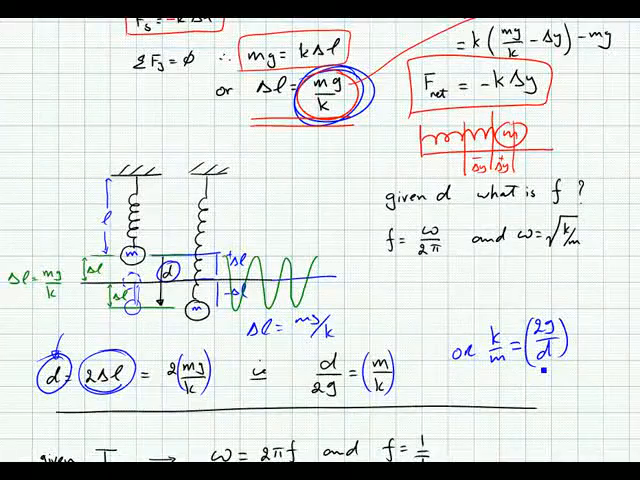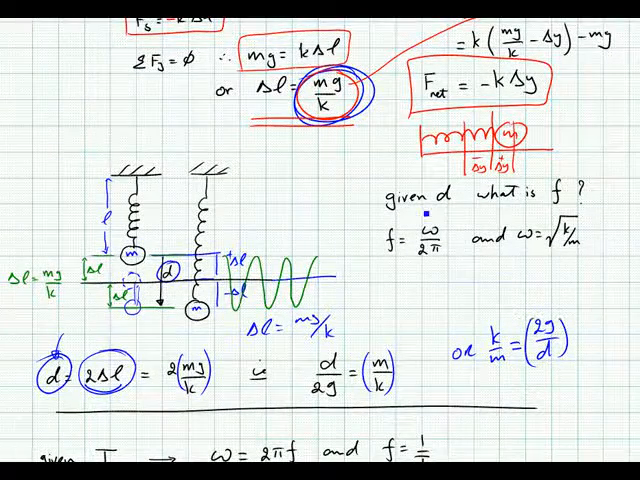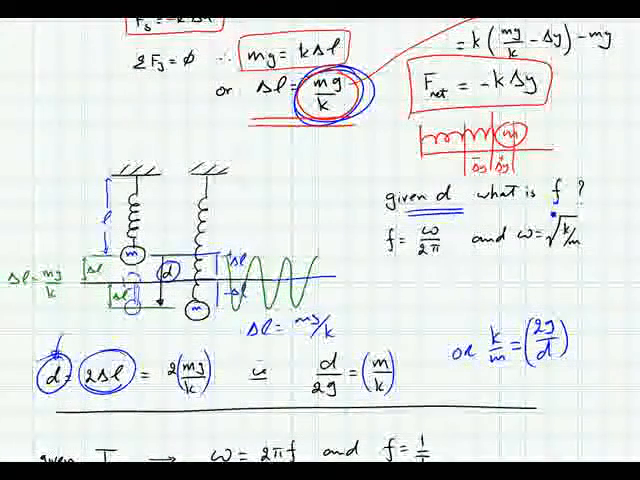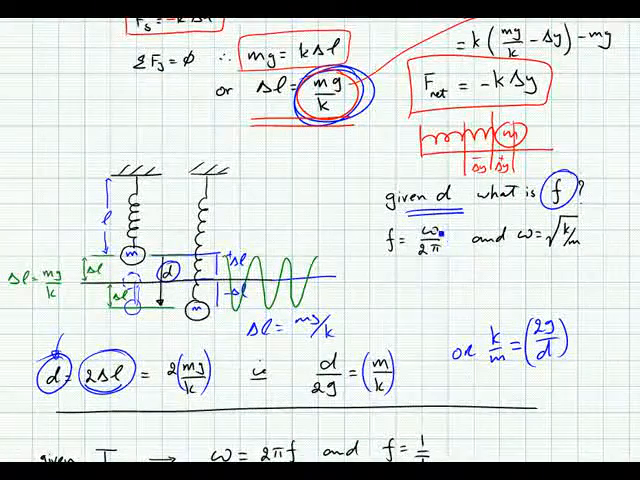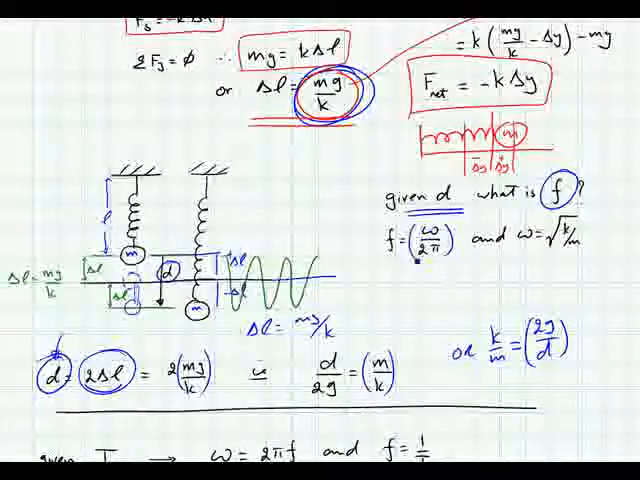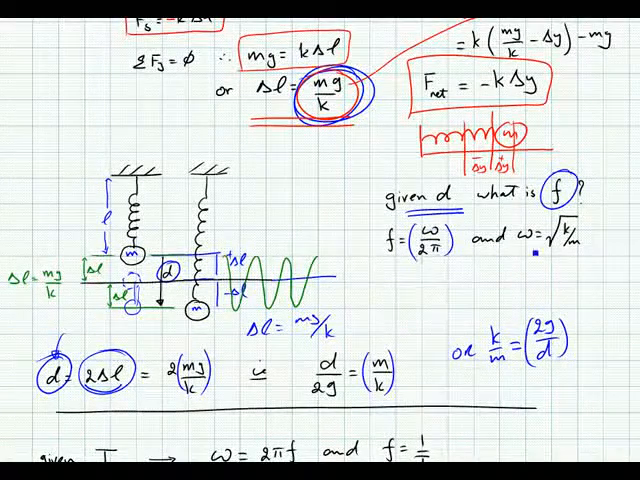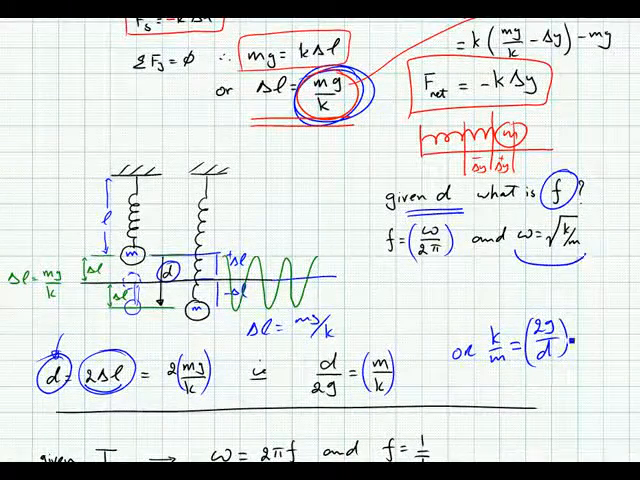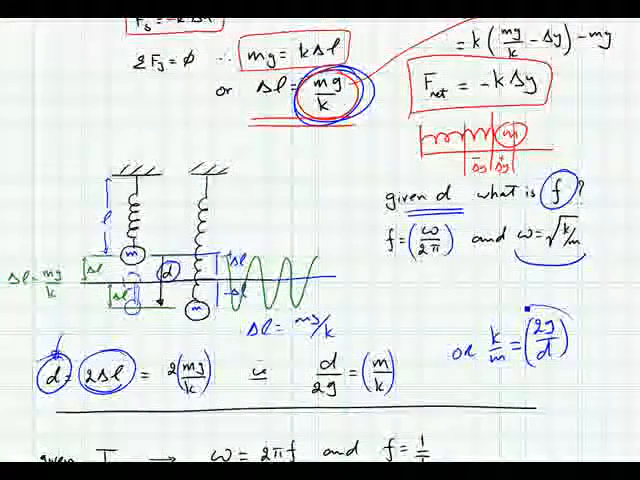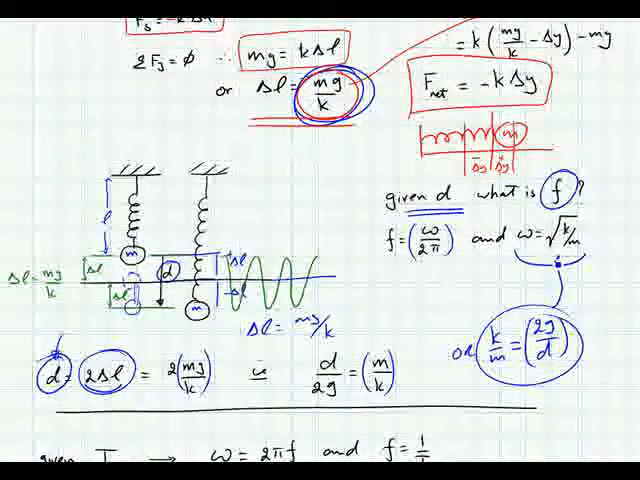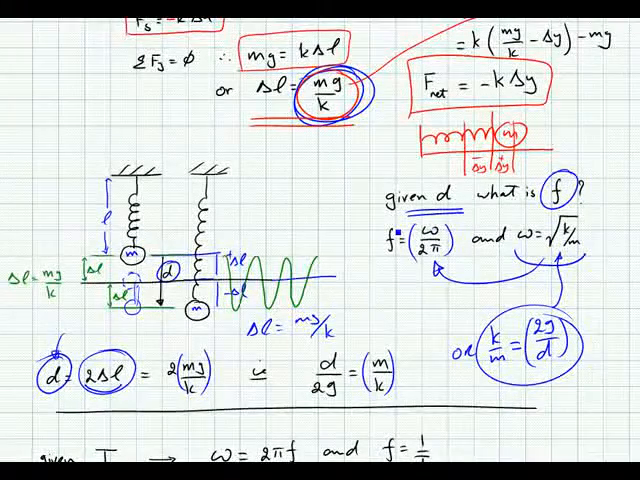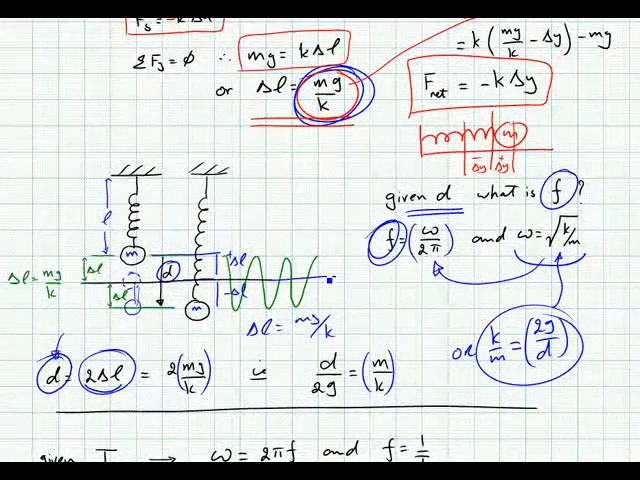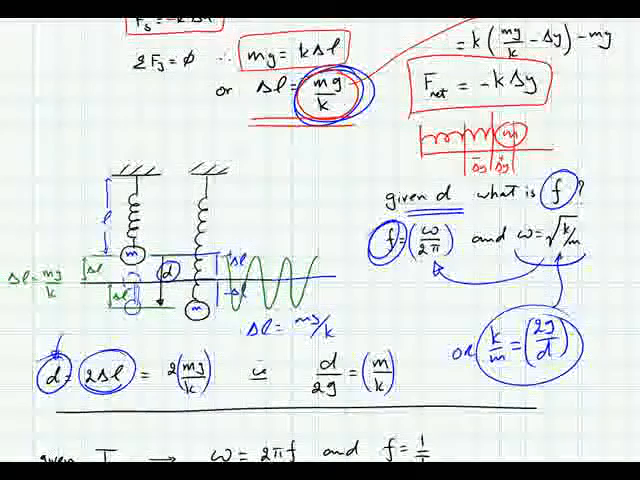Now why do we need that? Because in the problem we are given d, the distance it drops, and we are asked to figure out the frequency. Well, frequency is simply omega, the angular frequency, divided by 2 pi, and omega is equal to the square root of k over m. So since you figure out k over m in terms of g and d, and g you know, you can do the substitution and figure out what f is. You work backwards.